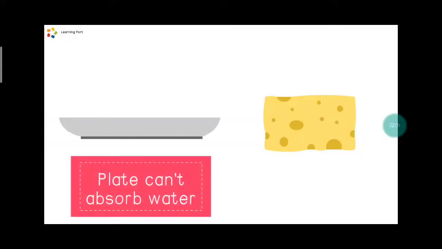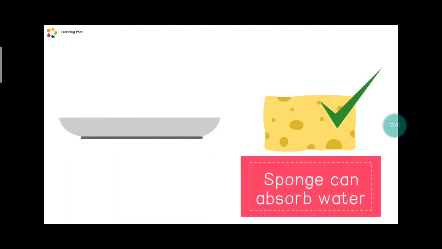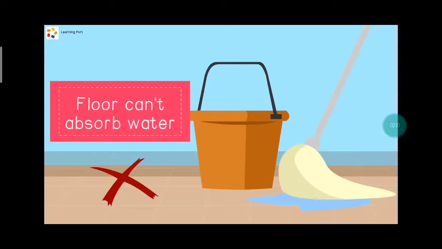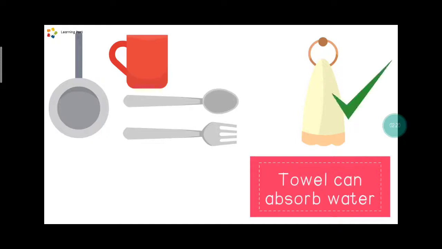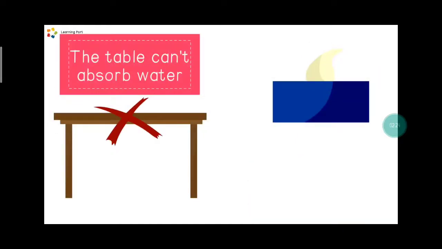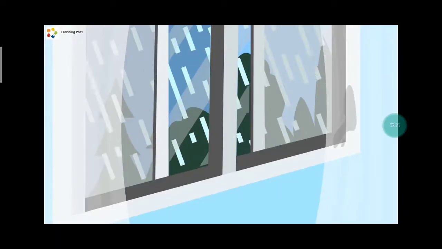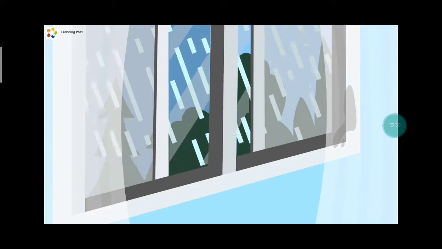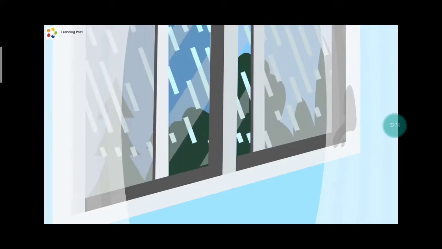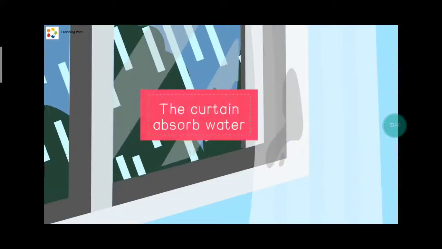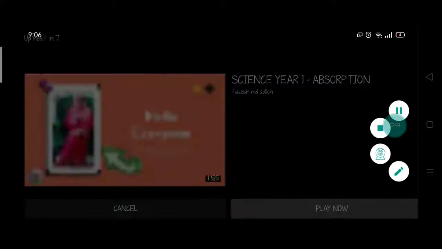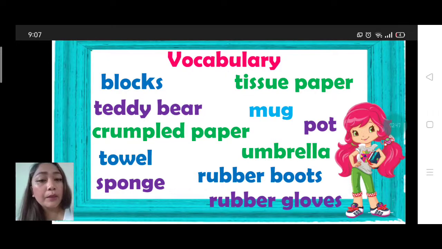Then he noticed that a plate cannot absorb water, but the sponge can. The floor can't absorb the water, but the mop can. The fork, spoon, mug, and pan can't absorb water, but the towel can. The table can't absorb water, but the tissue can. Suddenly, it started to rain. The window was open and the curtain absorbed the rain. Michael's mother asked him to shut the window. Aha! The curtain absorbs water too. Those are examples of absorbent and non-absorbent materials.